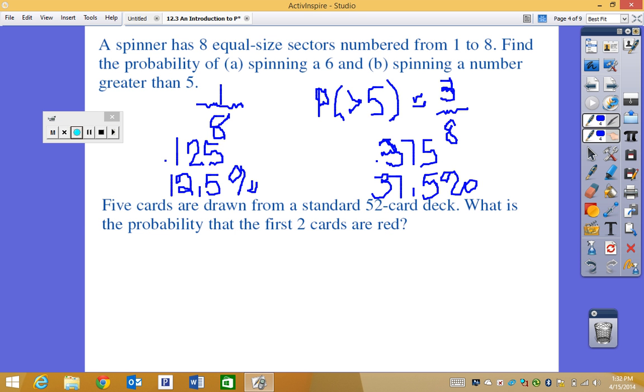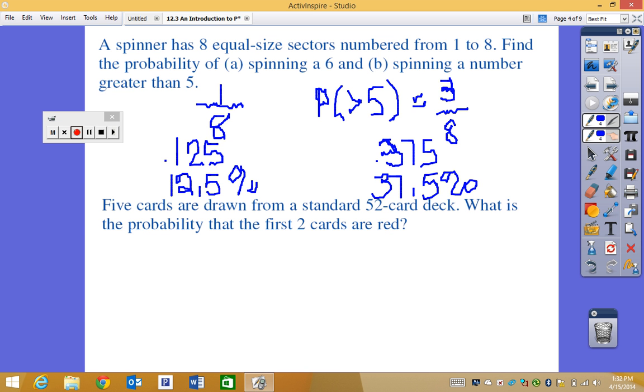5 cards are drawn from a standard 52-card deck. What is the probability that the first 2 cards are red? There are a couple of ways that we can work this out. I want to find the probability that the first 2 cards that I draw are red.